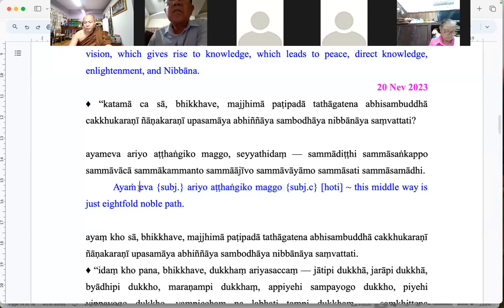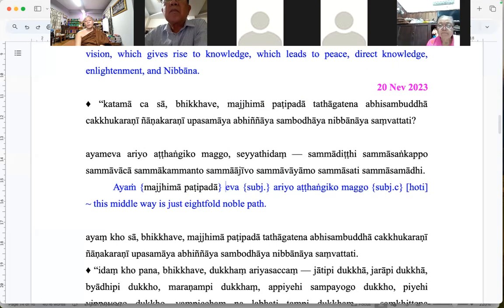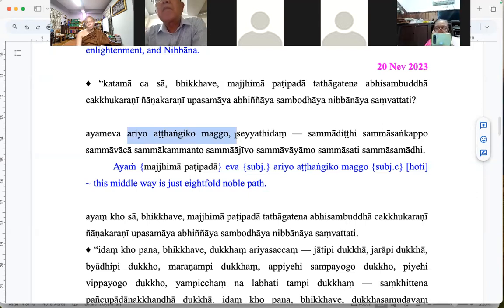Ayan majjhima patipada. Ayam eva ariyo atthangiko maggo. This middle way is just the full eightfold path. Ariyo atthangiko maggo. Maggo is also path, way or practice, a way to do something. Atthangiko has a number. Whenever a number is expressed, the following will be an enumeration or list of that number.